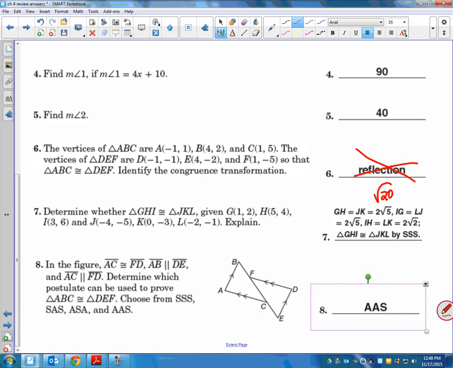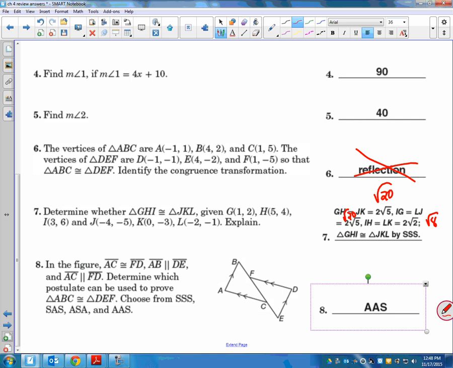IG and LJ were also both the square root of 20, 2 square root of 5. And IH and LK were both 2 square root of 2, or did anybody get that square root? Square root of 8. It's 2 square root of 2. That was a lot of distance formula as well. And then you were supposed to say, how do you know they're congruent? Well, by side, side, side, because you could show that the corresponding sides all were congruent. I'm probably just going to give you one question on distance formula, because either you know how to do it or you don't, right? Why give you a lot?